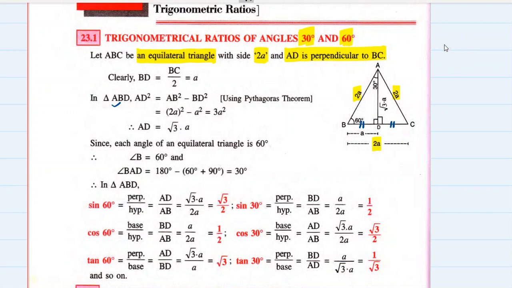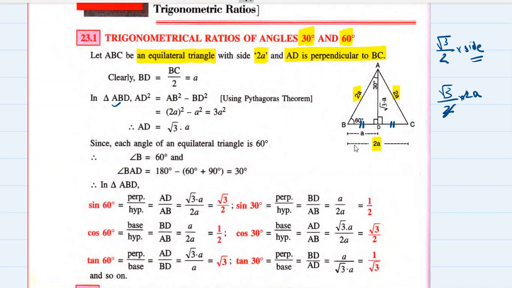You must know this formula from other chapters as well, such as areas of plane figures, that the altitude of an equilateral triangle is root 3 by 2 times the side. If you see closely, in triangle ABC the side is 2a, so it is root 3 by 2 times 2a. The 2 gets cancelled and we get root 3a as AD. So we got the length of AD.